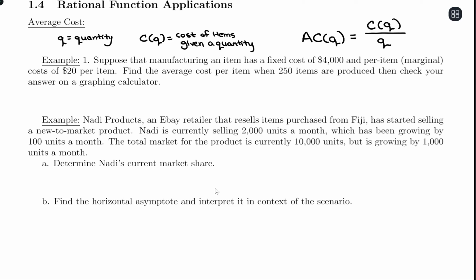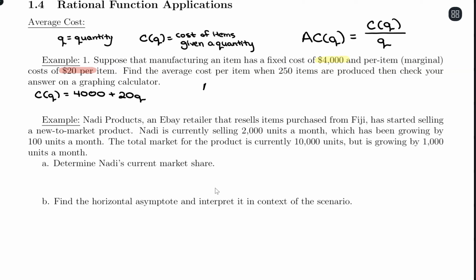So let's try this out. Suppose that manufacturing an item has a fixed cost of $4,000, and per item, so this marginal or variable cost, is $20 per item. So our cost function, C of Q, would be coming from that fixed cost of $4,000 plus 20 times Q from that variable cost of $20 per item. So we have a linear function for our cost. Find the average cost per item when 250 items are produced. Then we can check our answer on a calculator.